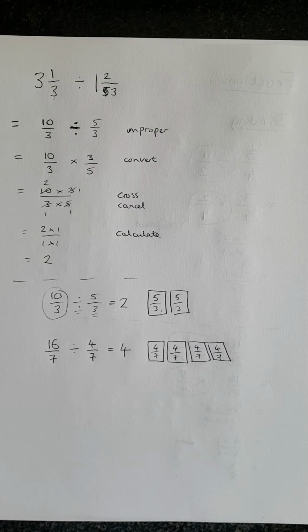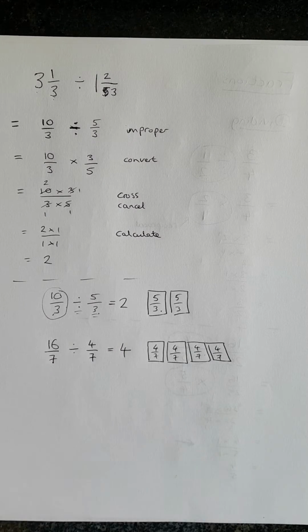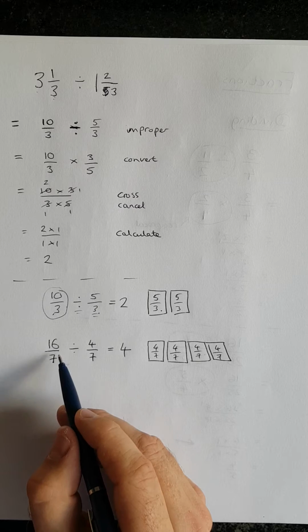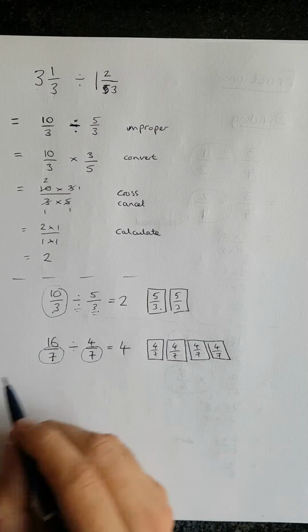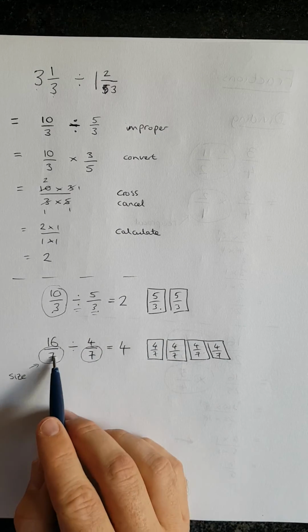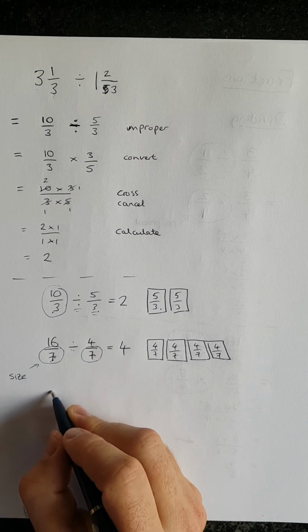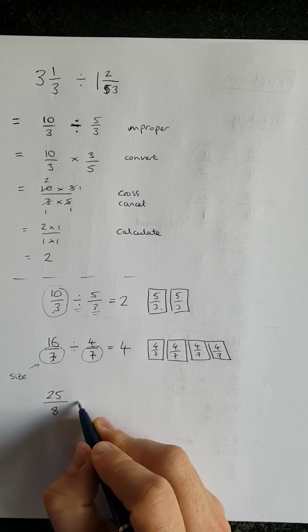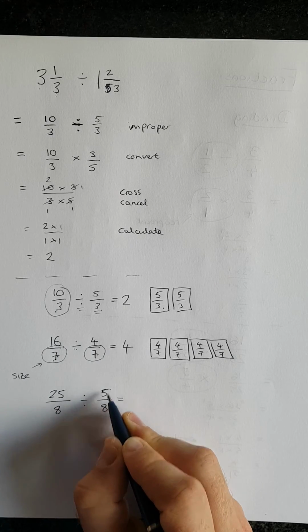What you're noticing now is that actually, when the denominators are the same, these sums become easy. Because remember, the denominator tells me how many pieces are required to make a whole one. So it tells me the size of each piece. Well, if the sizes I'm dealing with are the same, and I've got 16 pieces and I want to divide them into 4s, I suspect then that you could do this sum really quickly.